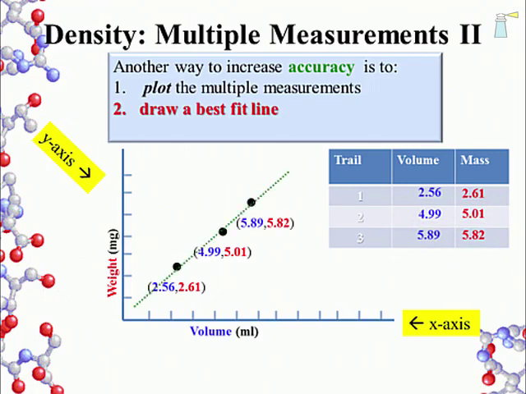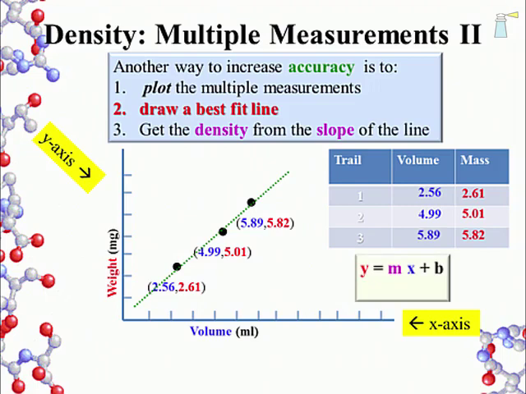It is also referred to as a trend line because it follows the trend of the data. More on this later. And then get the density from the slope of the best fit line. The equation y equals mx plus b, with m being the slope of the line and b being the y value of the point when the best fit line strikes the y-axis. It's called the y-intercept. When the value of the slope is determined from the best fit line, the m value will be the average density, d. But why is that?